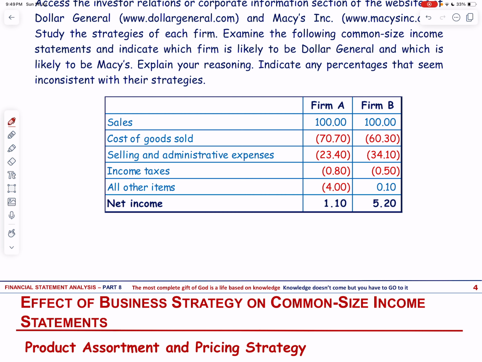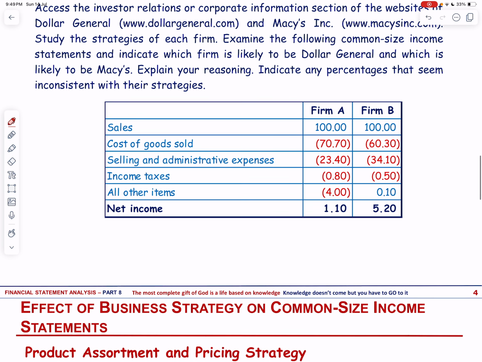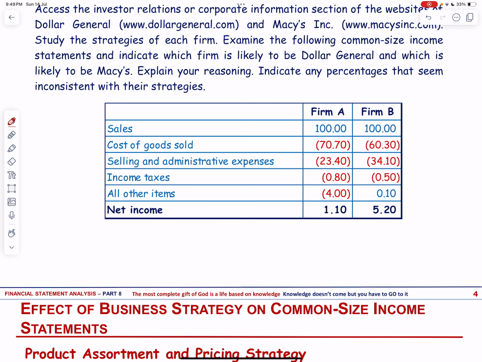Dollar General invests, obviously, in marketing campaigns, promotions, and advertising to attract customers and increase sales. These expenses include advertising costs, promotional discounts, loyalty programs, and other marketing activities. Such expenses fall under selling and administrative expenses in the store's financial records.